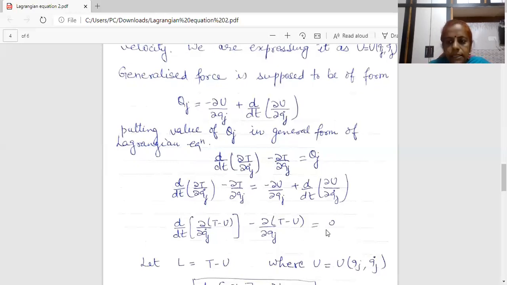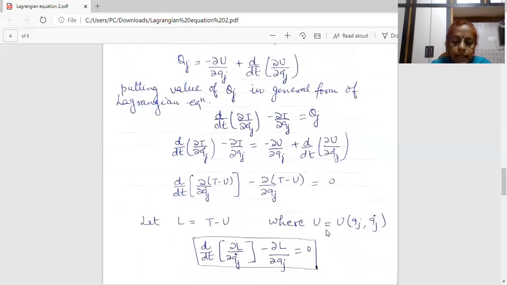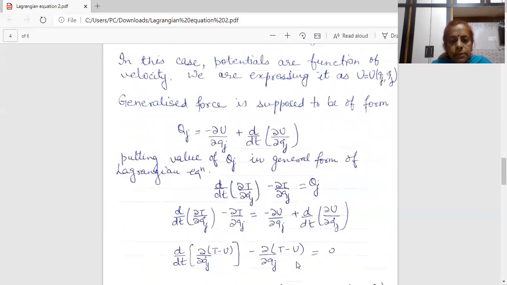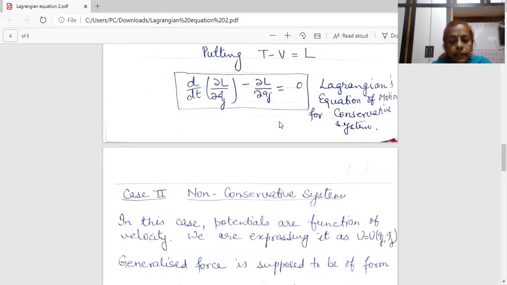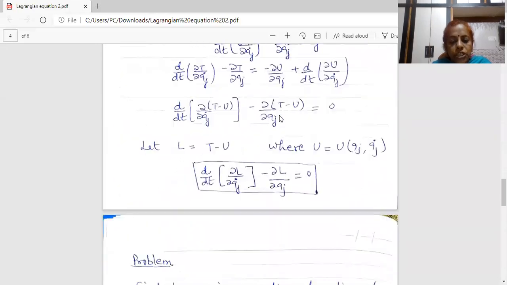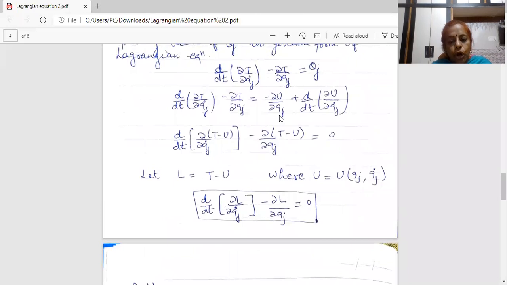As kinetic energy minus potential energy is the Lagrangian, so putting L in place of T minus U, I got the expression d by dt del L by del Qj dot minus del L by del Qj equal to 0. This is the Lagrangian equation of motion for a non-conservative system. This equation is similar to what we have derived in our conservative system. But here the difference is that the potential energy is dependent on the particle velocity.